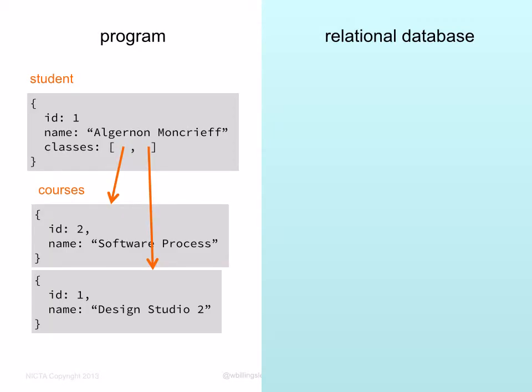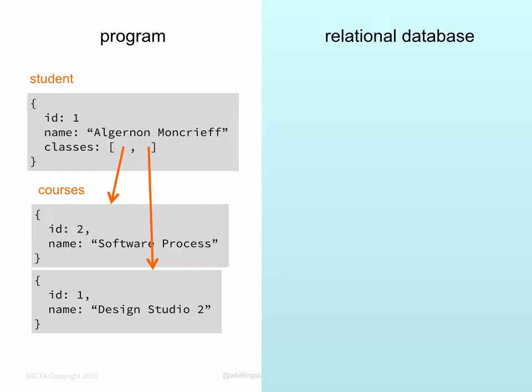I've used JSON, JavaScript Object Notation, as a shorthand way of writing down what the object structure in memory might look like. And so here we have students, and here we have a student whose name is Algernon Moncrief and has an ID of 1, and that student is taking two classes. And those classes are of the course class, and one of them has ID 1 and one of them has ID 2. But that classes, that's an array that contains references to objects in memory.